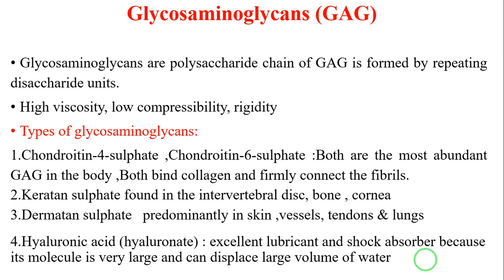And as we said, we have many types. The most popular, and we always hear about it, is the hyaluronic acid. It acts as a lubricant and shock absorber. Why? Because it has a very large volume and a high molecular weight, so it can displace a large volume of water and make this a good lubricant.